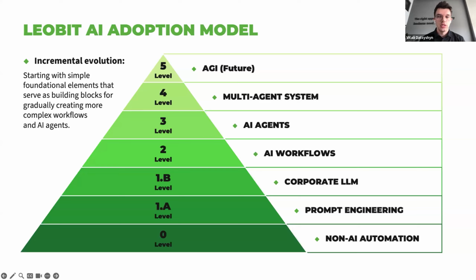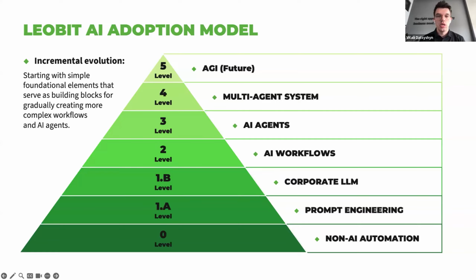We start with level 0, non-AI automation, preparing the foundation. Then we introduce AI with two options: level 1A, using foundation models with prompt engineering, or level 1B, creating our own corporate LLM. Next, we combine level 0 with level 1A or 1B or even both to create AI workflows that automate entire business processes with predefined rules.